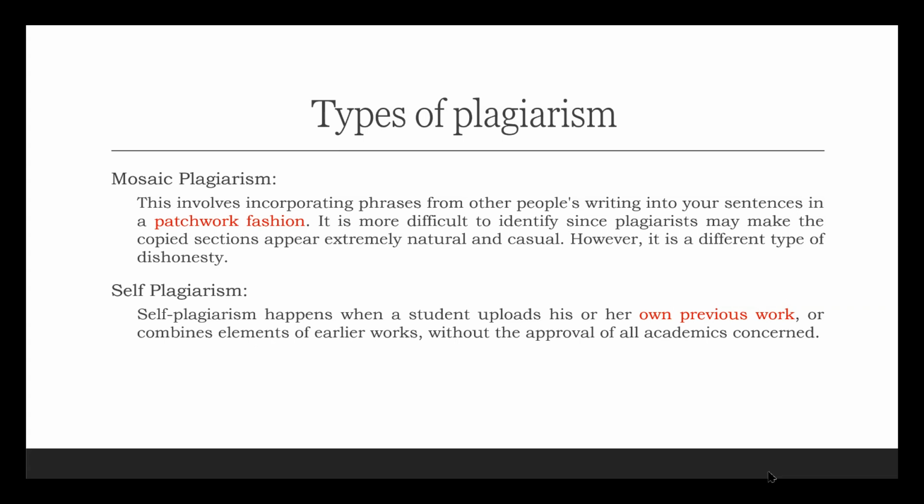Self plagiarism happens when a student uploads his or her own previous work or combines elements of earlier work without the approval of all academic concerns. That is your work. Also, you have to cite it by taking some approval of academic concerns.